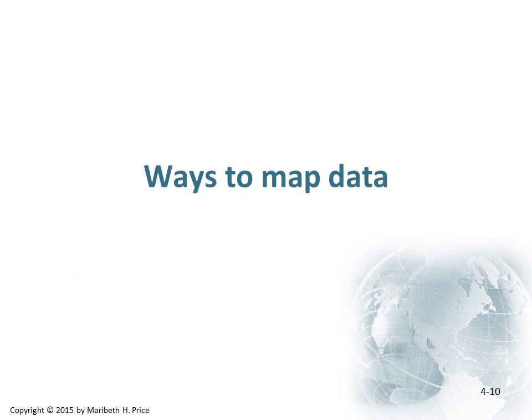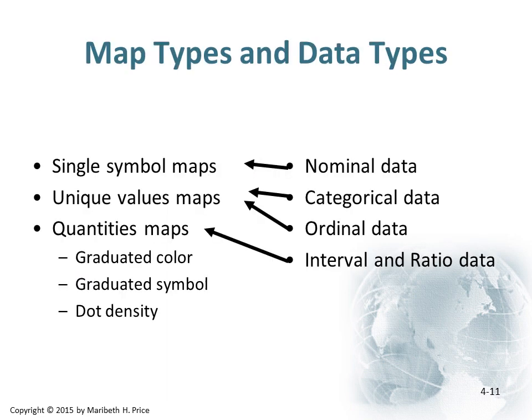So what are the different ways to map data? Well, there's lots of them. Single symbol, unique values, and quantity maps are all useful. Things like graduated colors and graduated symbols and dot density. And of course you can see on the right here we have nominal data, categorical, ordinal, and interval, and you can kind of see from the arrows what types of maps and symbols work well for what types of data.